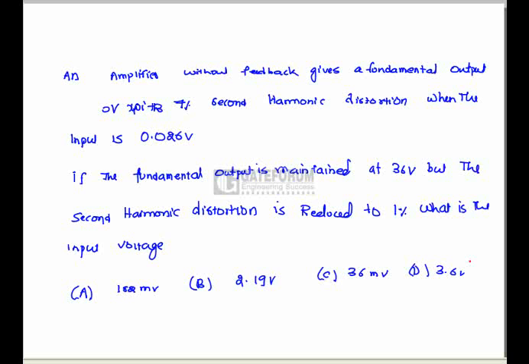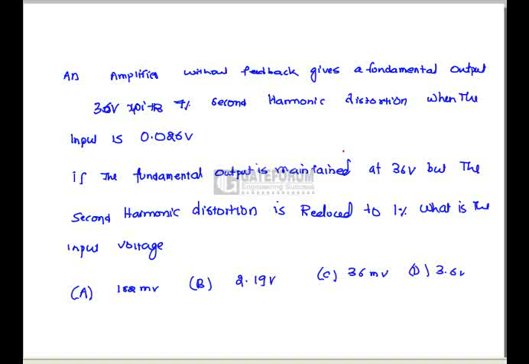Hence option D is correct. An amplifier without feedback gives a fundamental output of 36 volts with 7% second harmonic distortion when the input is 0.026 volts.